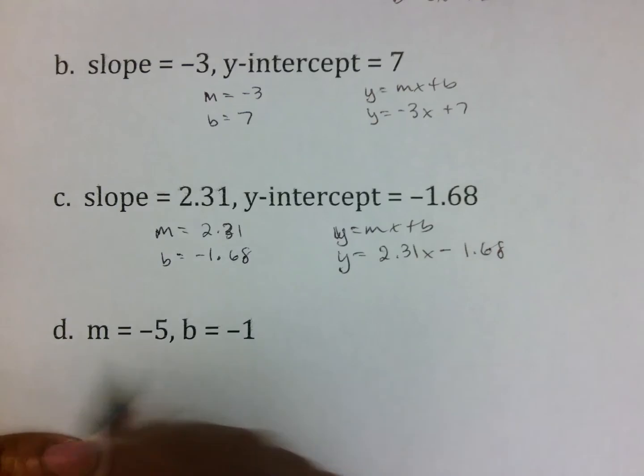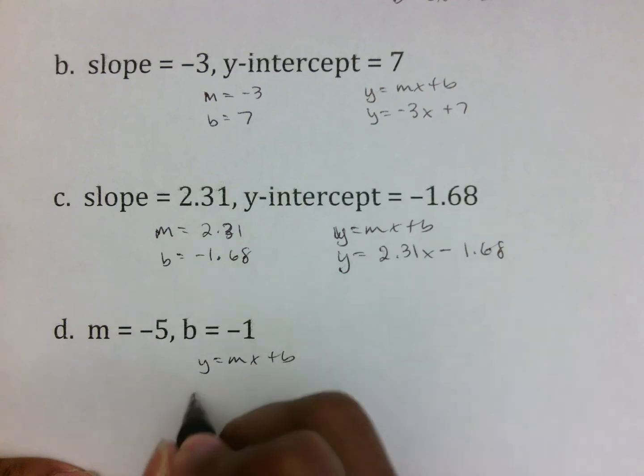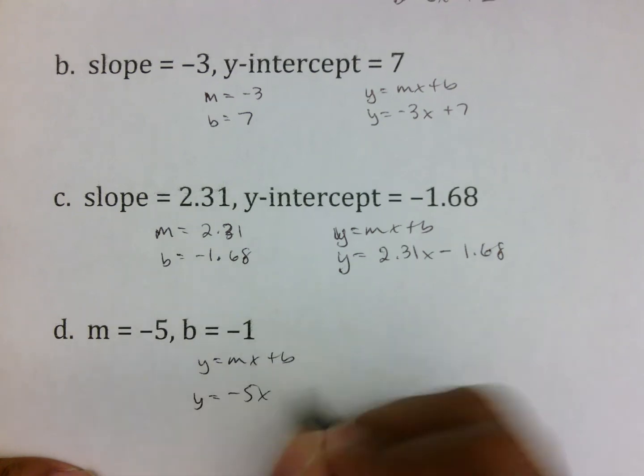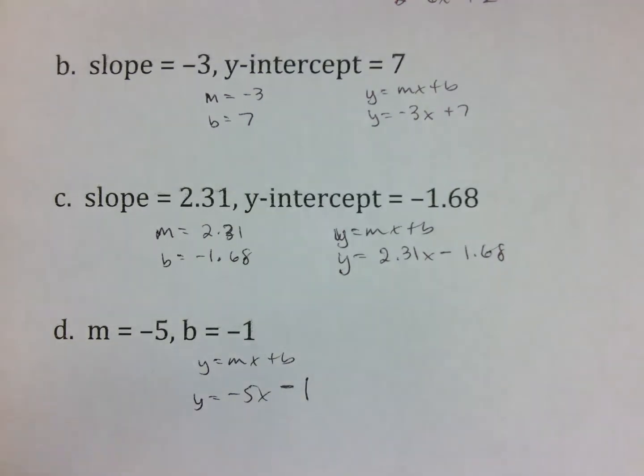And then the last one, they give me m, they give me b. Again, using y equals mx plus b, you're going to simply put y equals negative 5x, and again, not plus a negative 1, but just minus 1, because the 1 is negative.